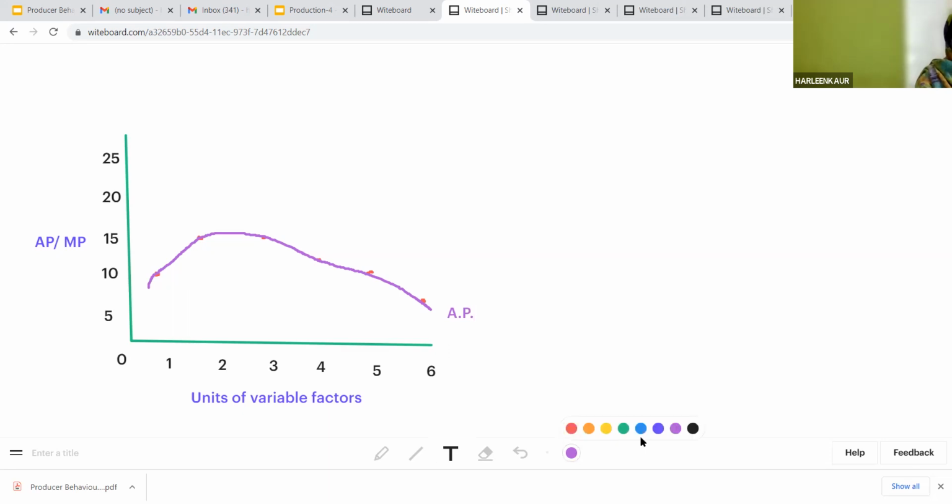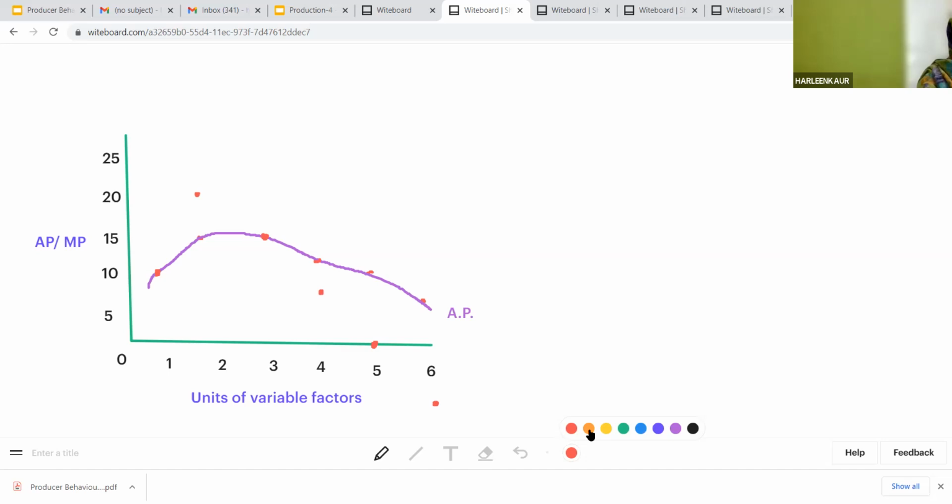Now we are going to plot marginal product. First we have given 10 on one variable factor. After that 20 at two variable factors. Then we have given 15 at the third variable factor, and then 7 at 4 variable factors. And then 0 at 5 variable factors. And then we have minus 4 here.